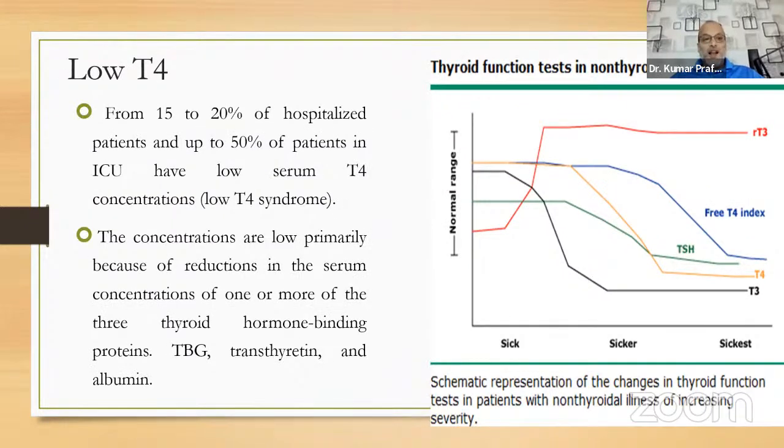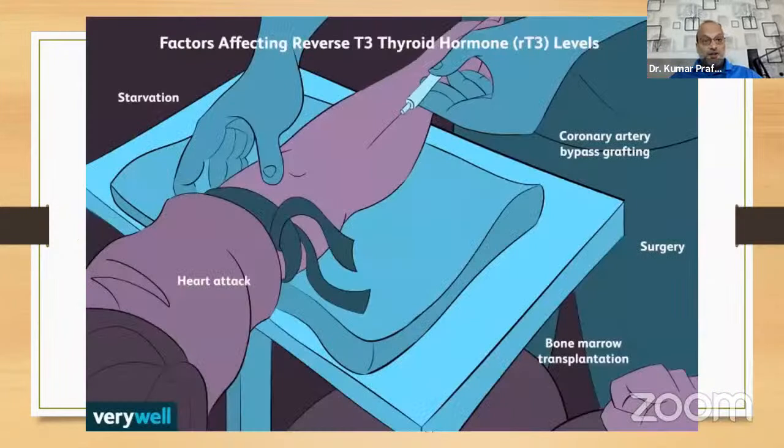It has been seen that almost 15 to 20% of hospitalized patients and up to 50% of patients in ICU have low T4 level. This low T4 level is primarily because of reduction in serum concentration of one or more of the three thyroid binding proteins, which include thyroid binding globulin, transthyretin, and albumin. So during acute illness, T4 level is also decreased. TSH levels are also decreased under these conditions.